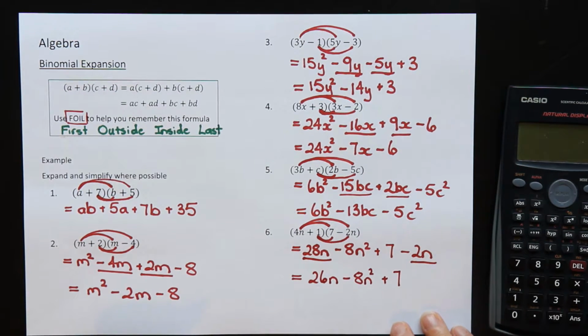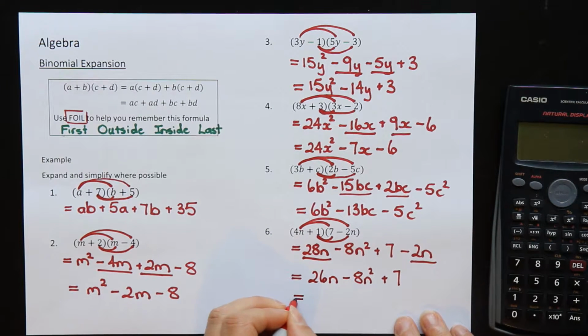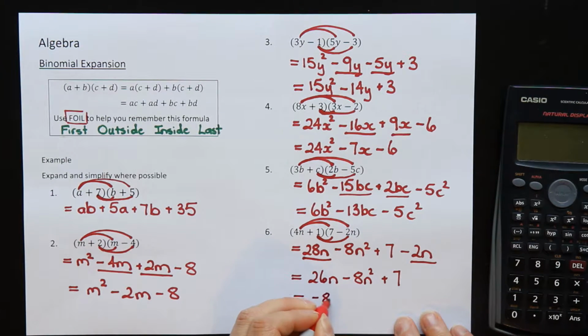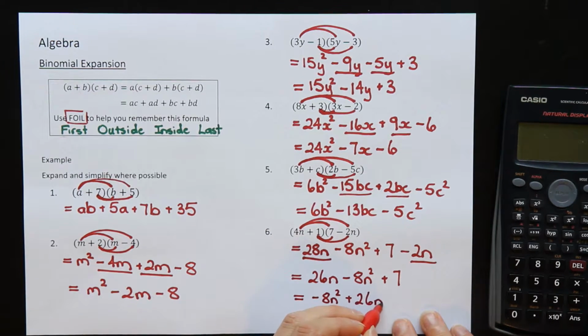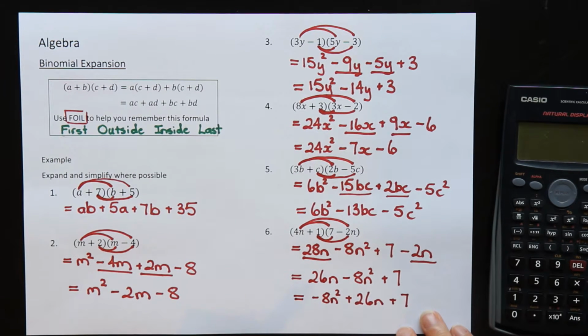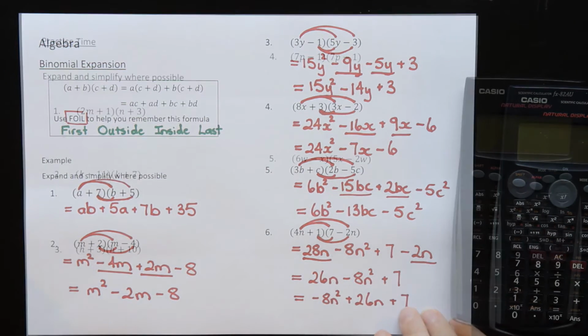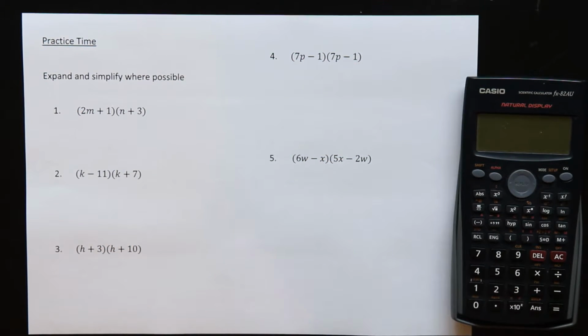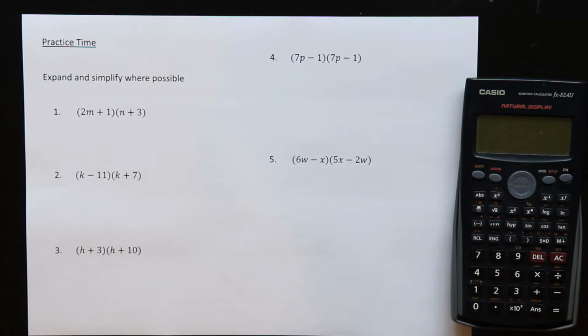Okay, you can rewrite that if you want to. You can put the minus 8n squared first if you want to. It's the same thing. Then plus 26n plus 7. As long as you have the 3 terms, it doesn't matter the order that you write them in. Alright, that's the answer.